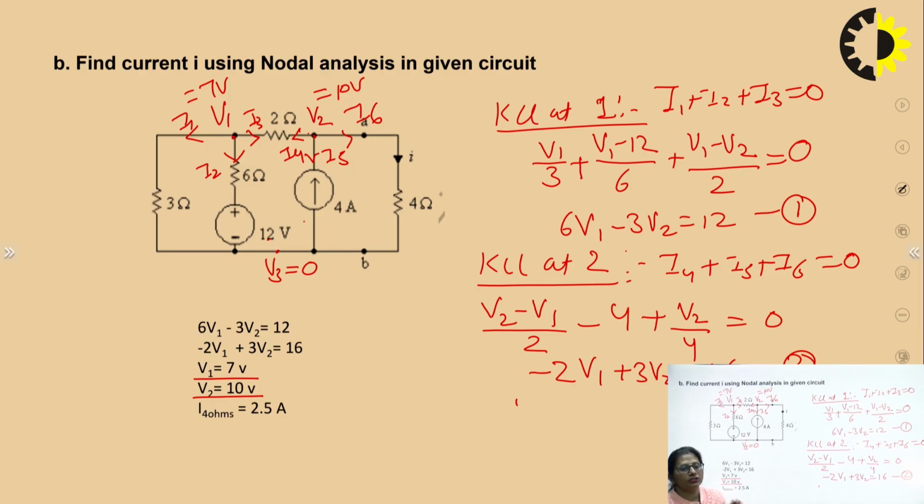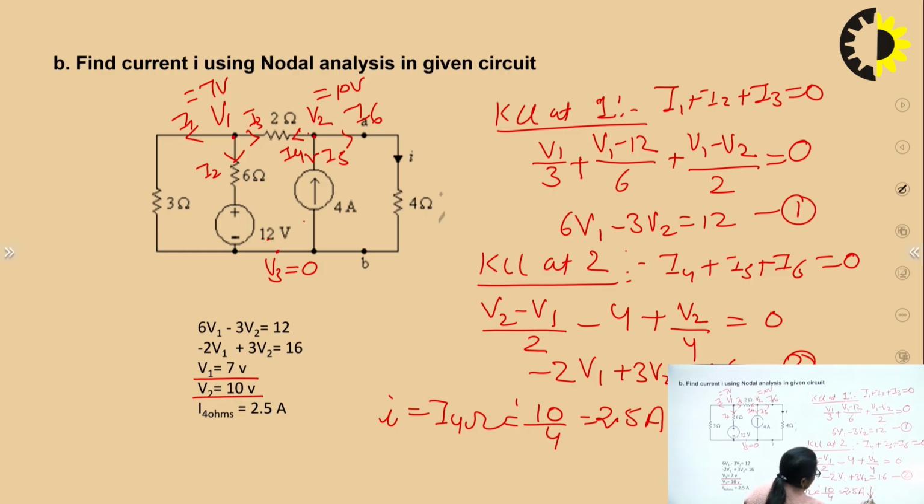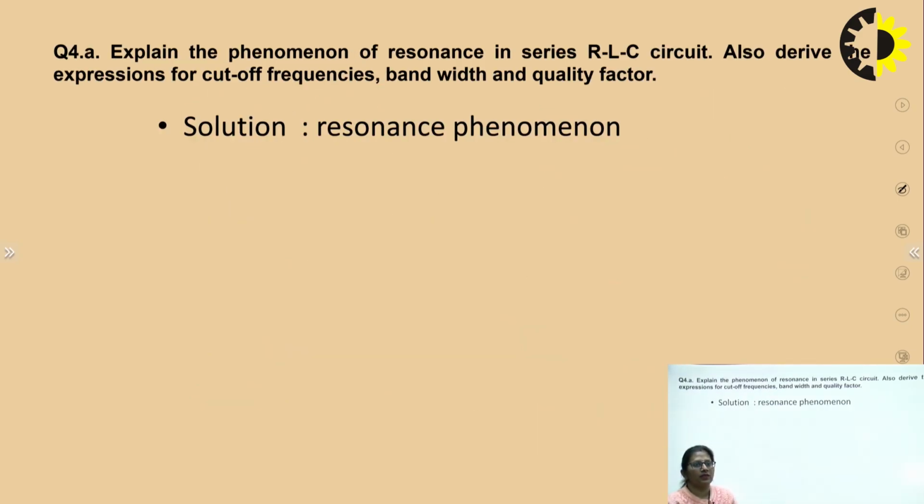Now the question is not only knowing the junction voltages. With these junction voltages, we need to know how much is the current I, that is the current flowing in 4 ohms. So this small I, which is nothing but the current flowing in 4 ohms, would be given by V2 upon 4. V2 is 10. 10 upon 4 is 2.5 amperes downward. So this is going to be the current.